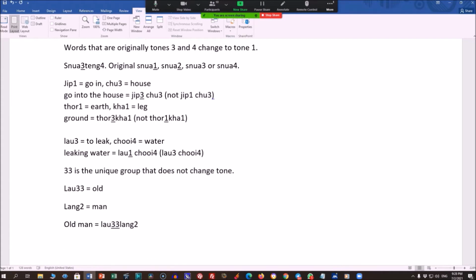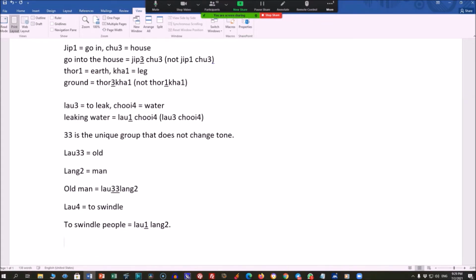So Tim, if you do it wrong, old man becomes con man. Yeah, so that would be a different word altogether already. For that one, it comes from a different word lao. Lao is to swindle. You see that it has a tone 4 here. So tone 4 will change to tone 1. So to swindle people is lao lang, not lao lang.